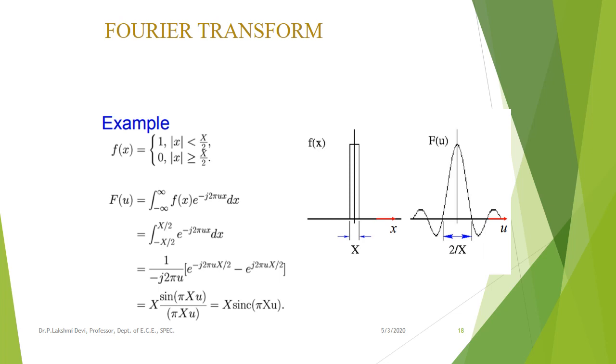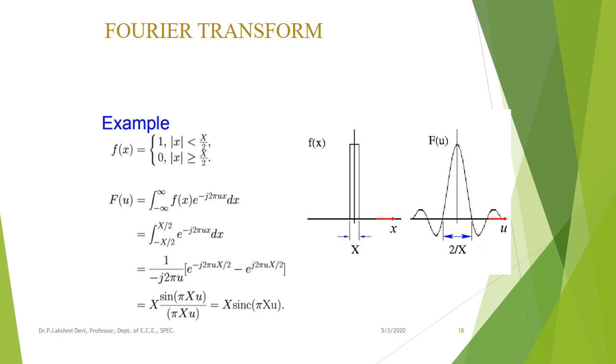Here I have given just an example: if f of x is equal to 1 for x less than X by 2 and 0 for x greater than X by 2. This is actually the f of x. What is its Fourier spectrum? You can just apply the same formula which I have given in the last slide. F of u is equal to the integral from minus infinity to infinity of f of x e power minus j 2 pi u x dx. In place of f of x, you can substitute these values by specifying the limits minus X by 2 to X by 2, e power minus j 2 pi u x dx. Because the rest is 0, it's invalid, so you can consider this one only.